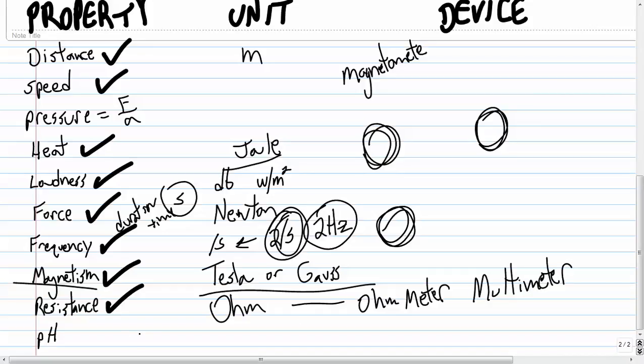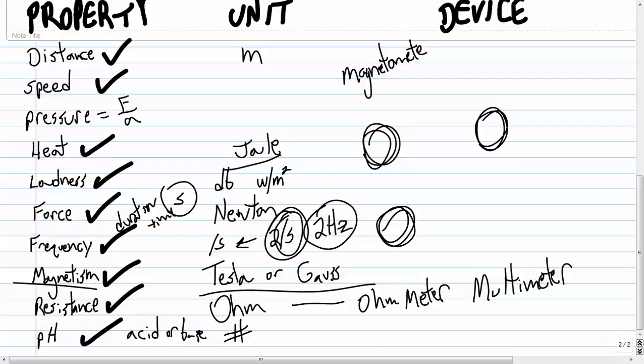Okay, moving right along. pH. What is pH? pH is a rating of how acidic or basic something is. So I'm just going to write acid or base. And a unit of pH, it's just a number on a scale.